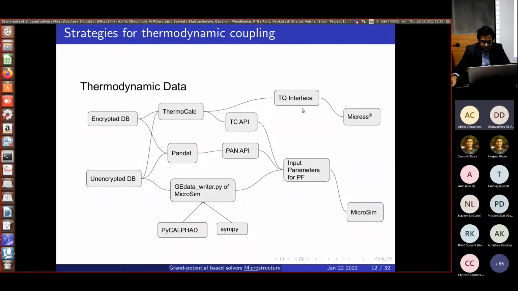The way it is typically done in commercial software is they have an interface directly with Thermocalc. Because they have the proprietary information already available, MICRESS is directly linked with Thermocalc. They have the proprietary interface already done. So all they need to do is write a TQ interface which works on the actual functions written in the TDB. This extraction step is not necessary. But we have to do this because we do not have the encrypted databases.